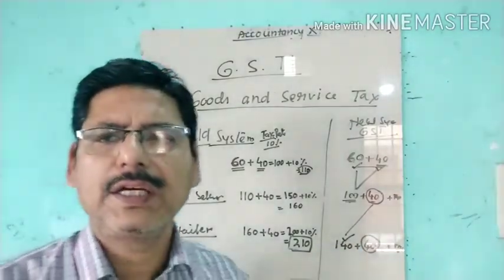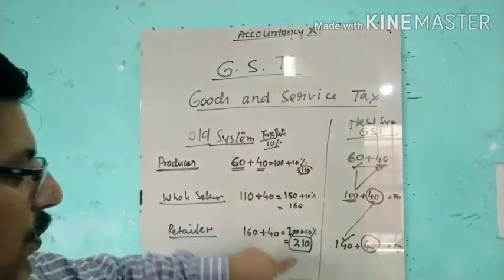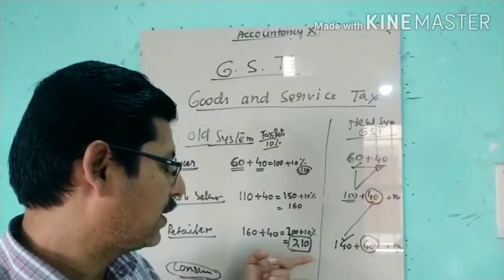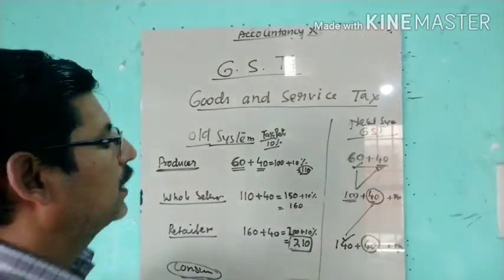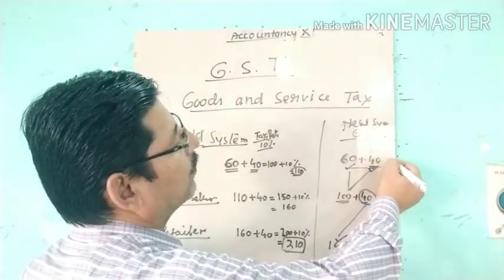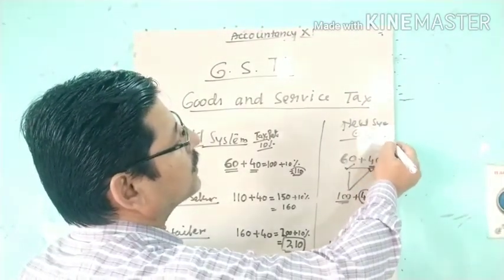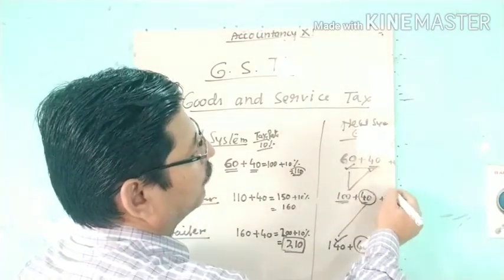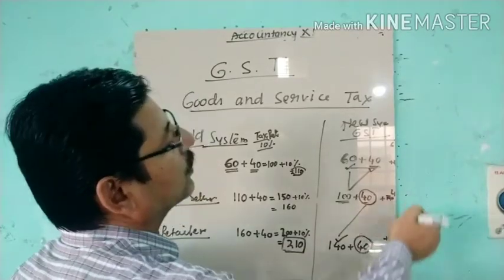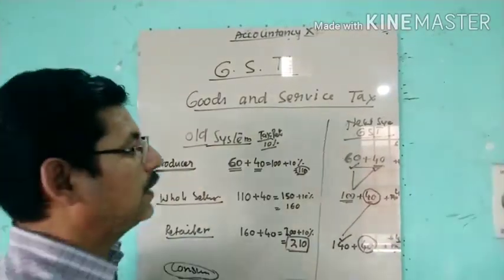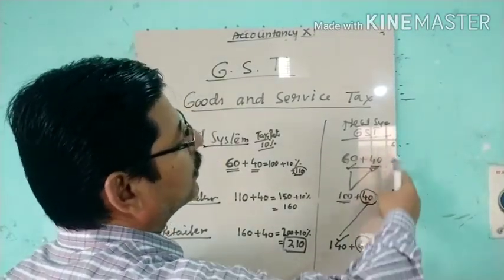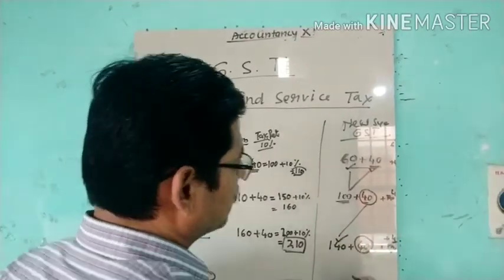Now see the difference of tax. For the same good, 210 was paid. The final price of this good was 210. Here when we see, 60 plus 40. So 4 rupees will be added here. 6 has already been added here. Then 4 rupees added here as tax, then 4 rupees added here. So how much total tax has been added? 6 plus 4 plus 4 plus 4, that is 12, and 6, 18 rupees tax was there.